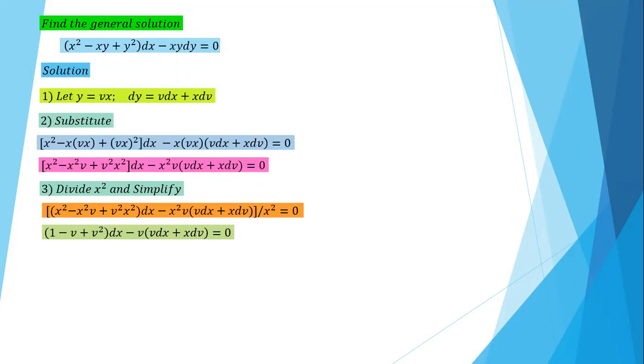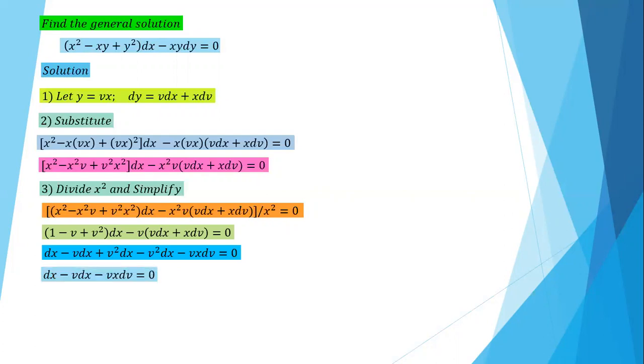Then we have 1 minus v plus v squared dx minus v times the quantity v dx plus x dv equals 0. Then distribute dx and v. So we have now dx minus v dx plus v squared dx minus v squared dx minus vx dv equals 0. Or we have now dx minus v dx minus vx dv equals 0.